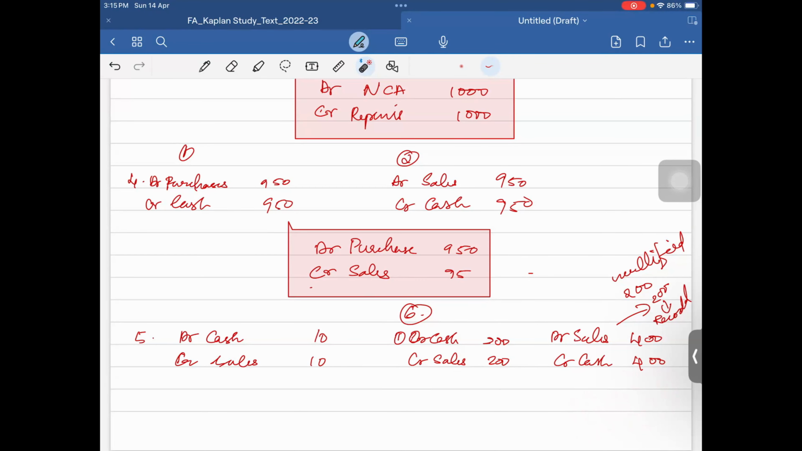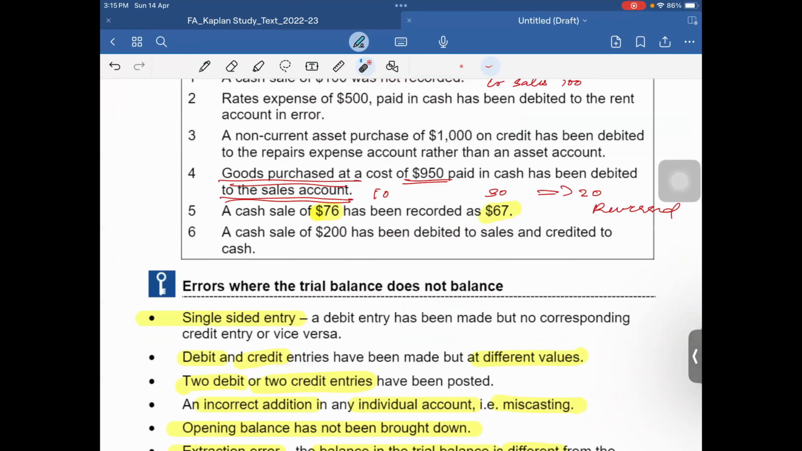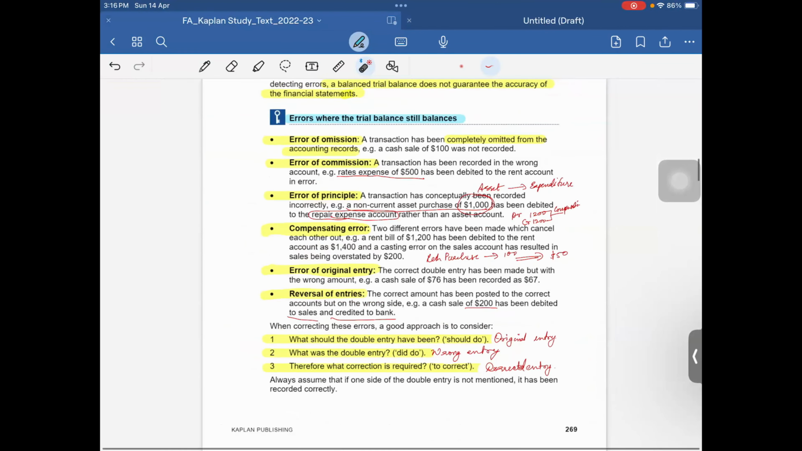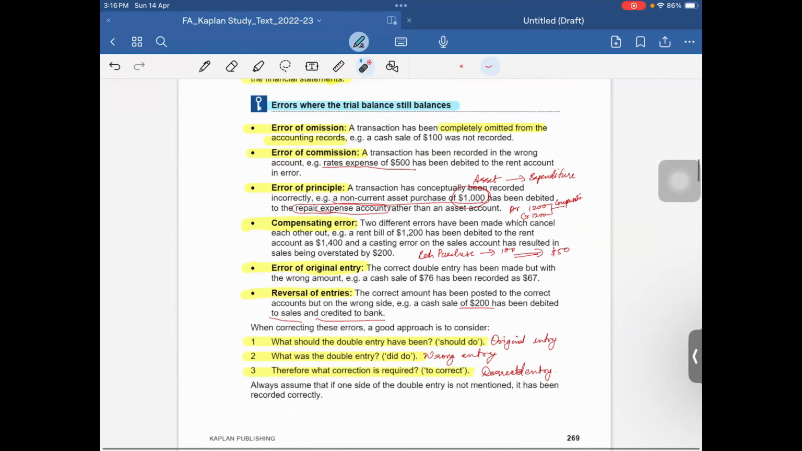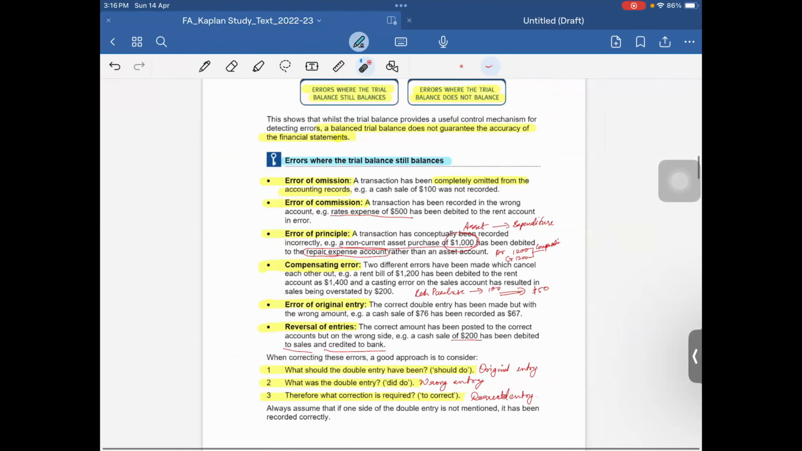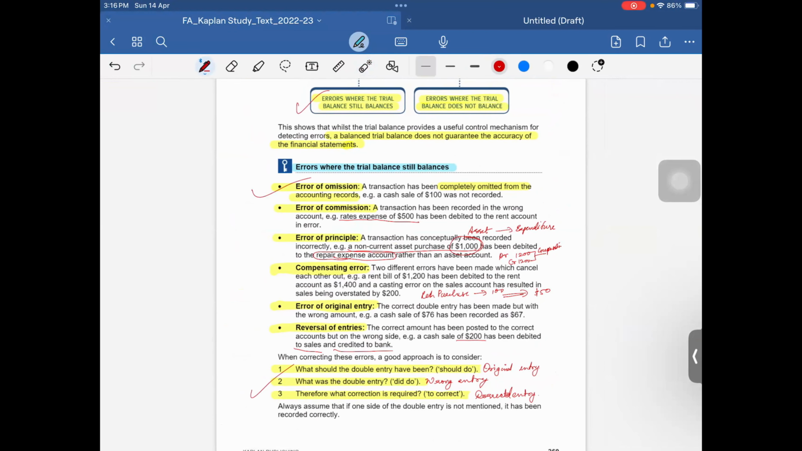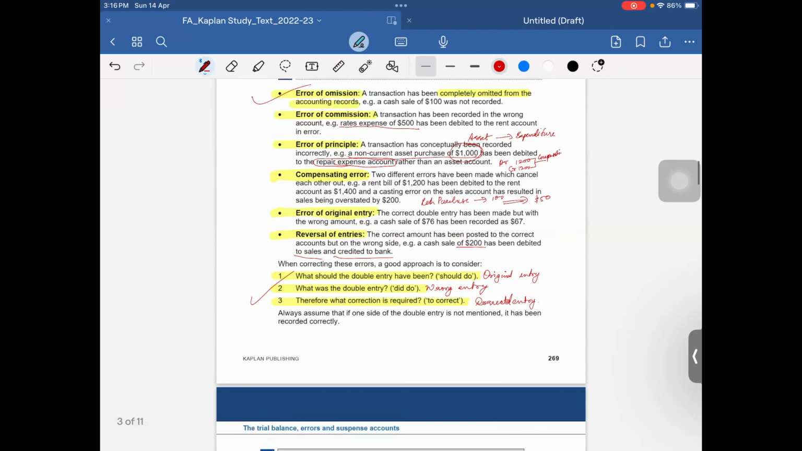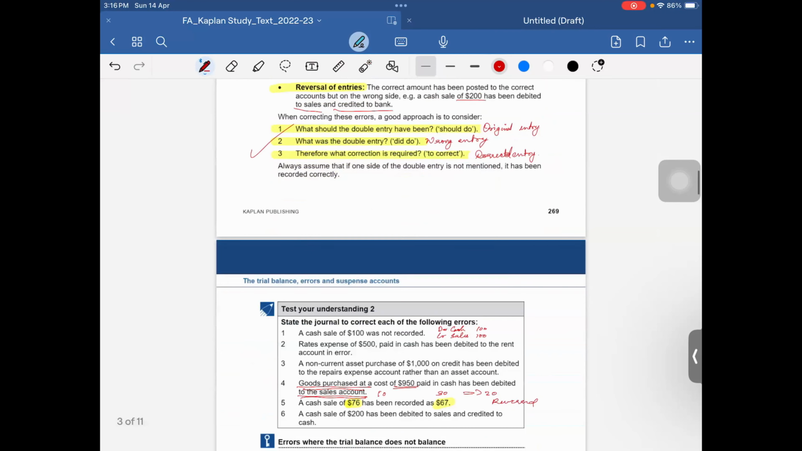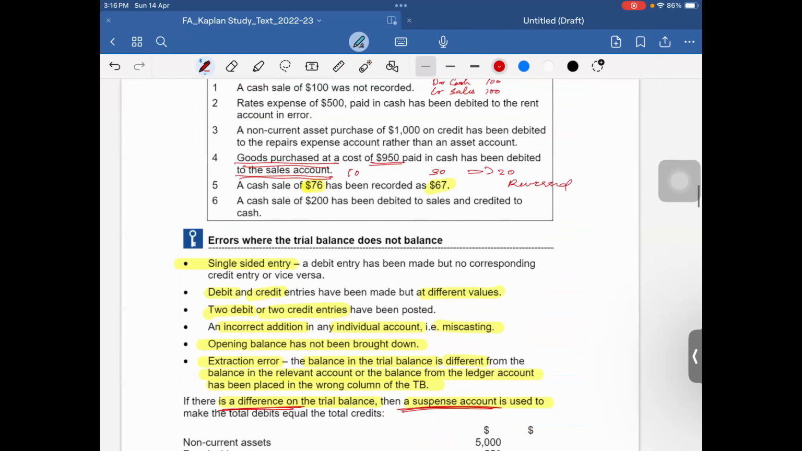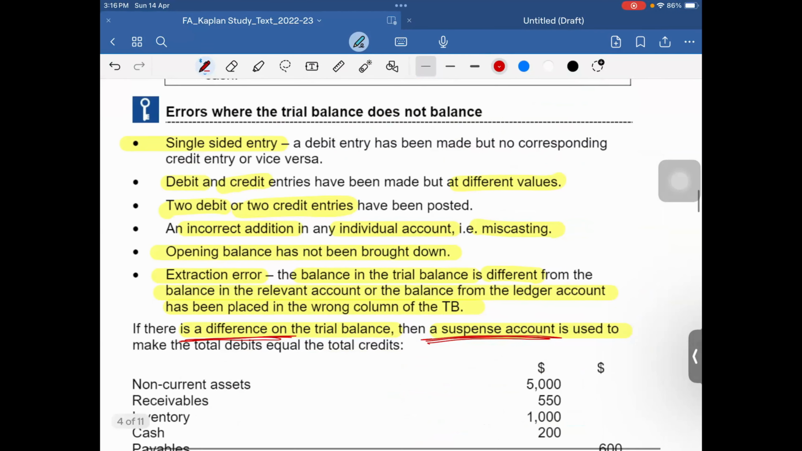Understood? Okay, do the test first. Take a screenshot and write everything that I have marked. This one, and this one. Write it down and then do the test your understanding too. And text me on iMessage when you're done.